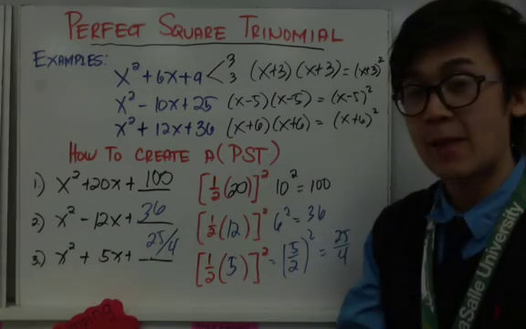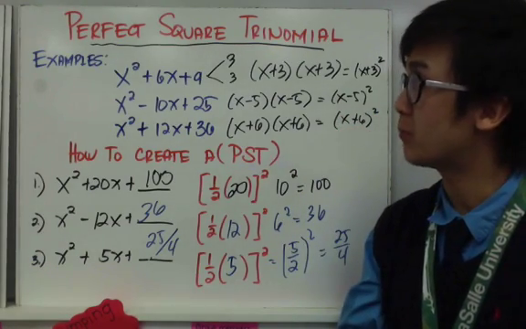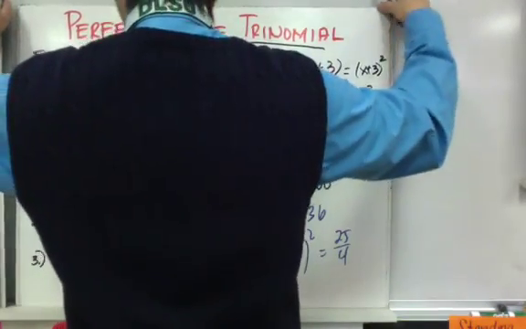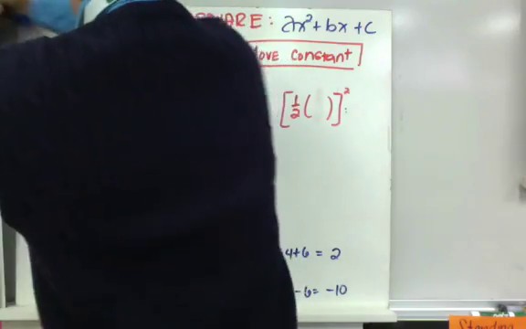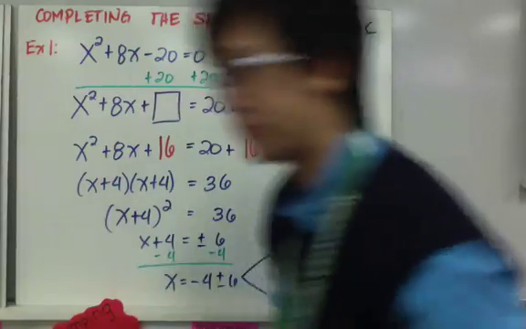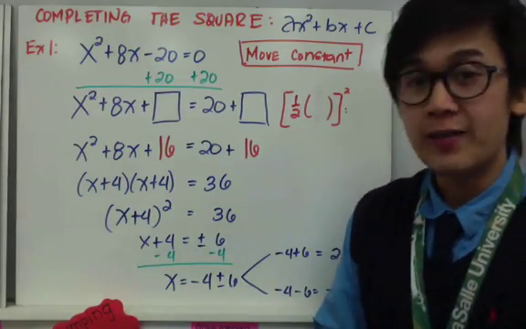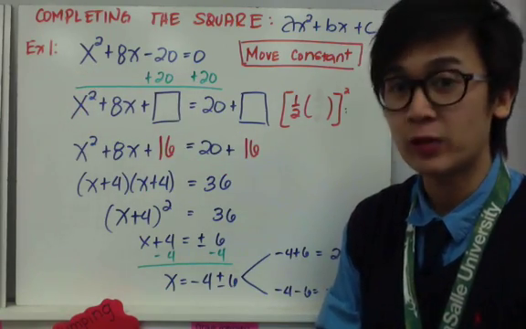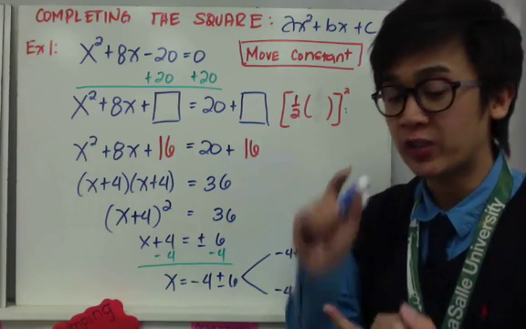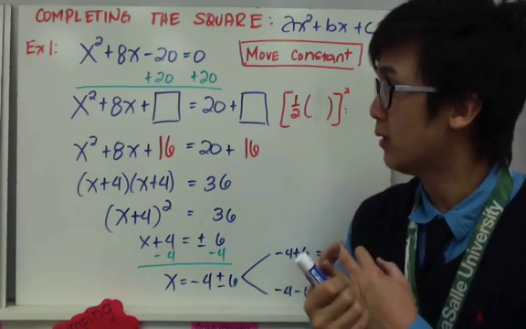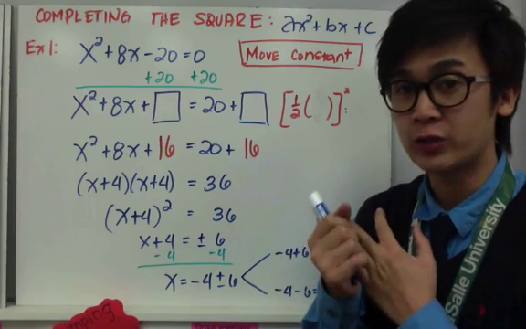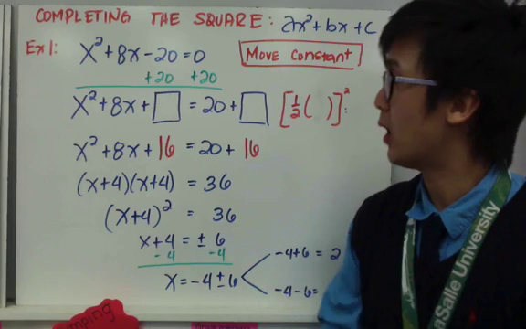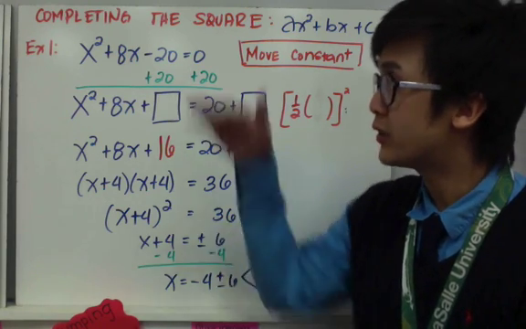So let's have our first example of a quadratic equation that uses the completing the square method in solving for x. In this example, we have x squared plus 8x minus 20 equals 0. It is a quadratic equation, but we are not going to factor. We are not using the quadratic formula. We are going to use the last method of solving for x in a quadratic equation, which is completing the square. The steps are pretty long, but it's pretty simple once you get the hang of it.